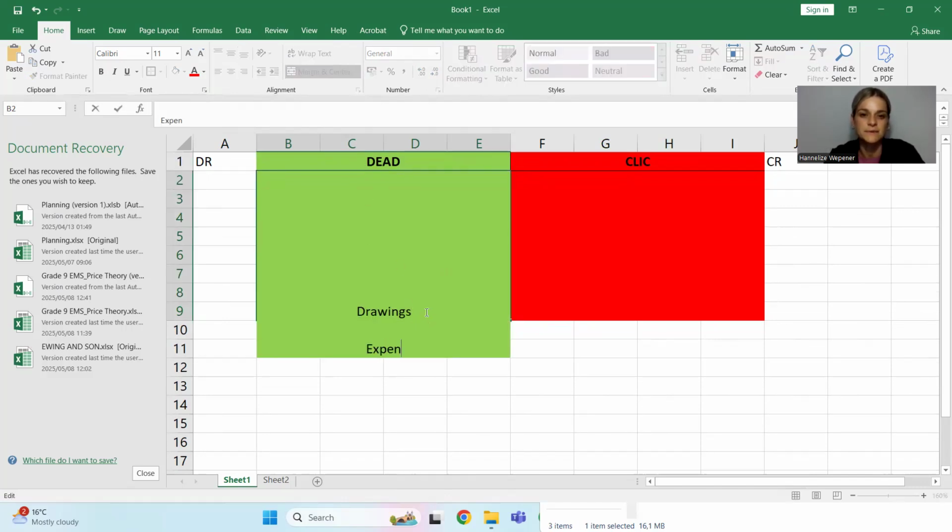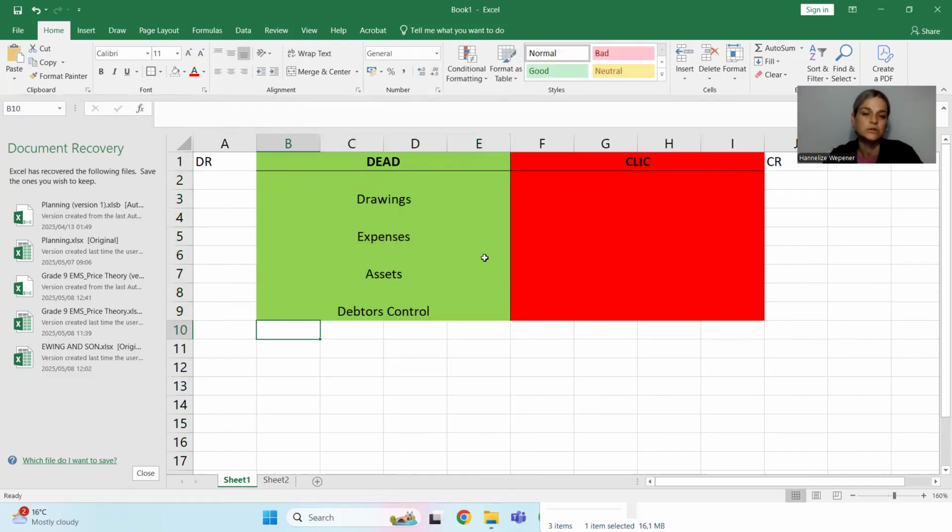I think I added my expenses to debt. Our expenses, our assets, and then debtors control. So debtors control is something that you will learn about a bit more in grade 9, but those are people who buy from you, but they don't make payment immediately. So it falls under assets, but it just helps debt click to actually work out. So they are your debt accounts.